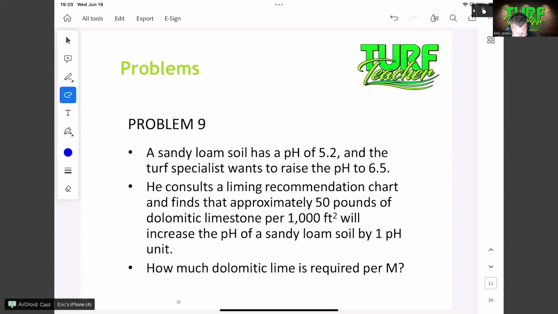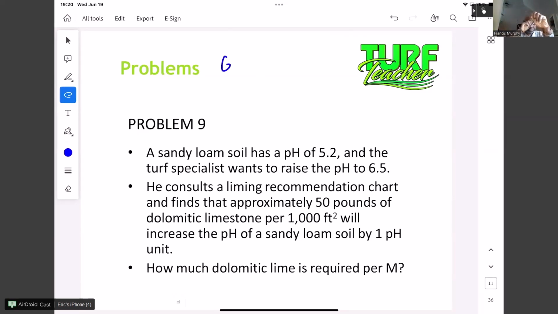All right, problem 9. A sandy loam soil has a pH of 5.2, and the turf specialist wants to raise the pH to 6.5. He consults a liming recommendation chart and finds that approximately 50 pounds of limestone per 1,000 square feet would increase the soil by 1 pH unit. How much dolomitic lime is required per 1,000?